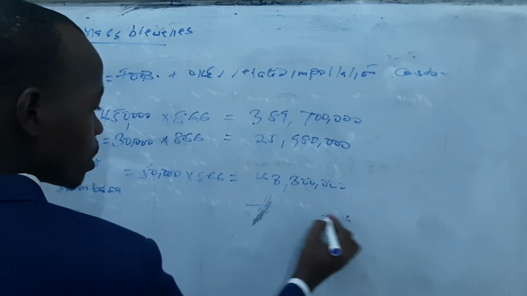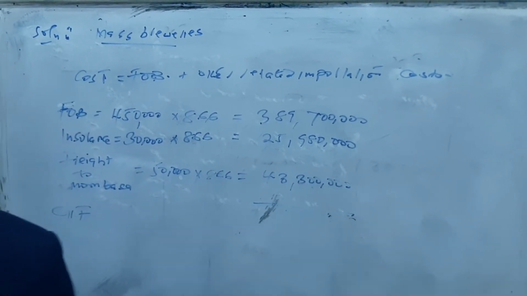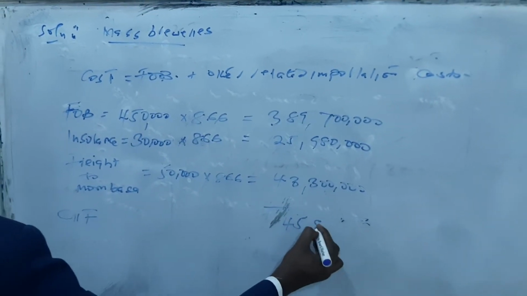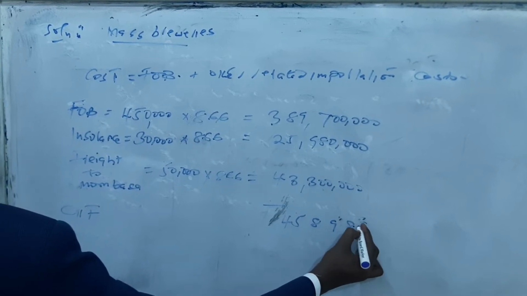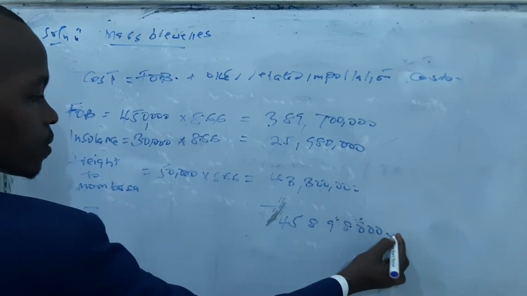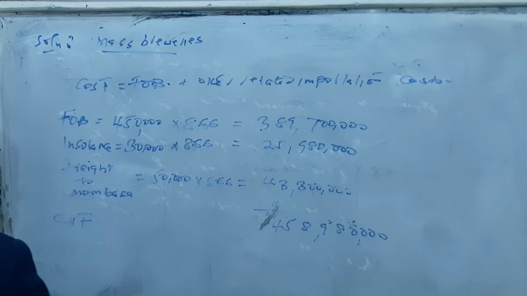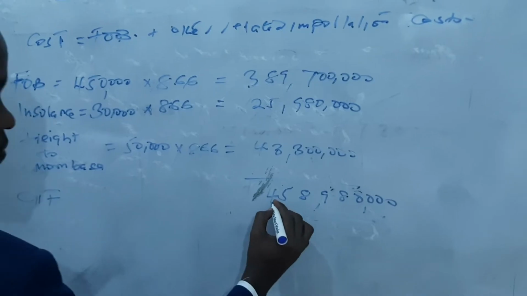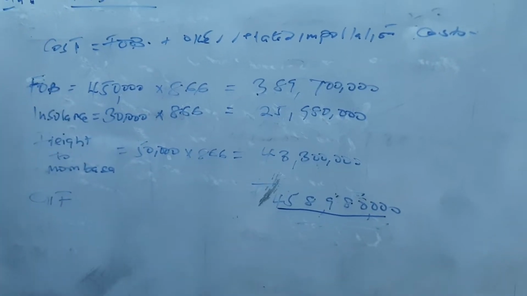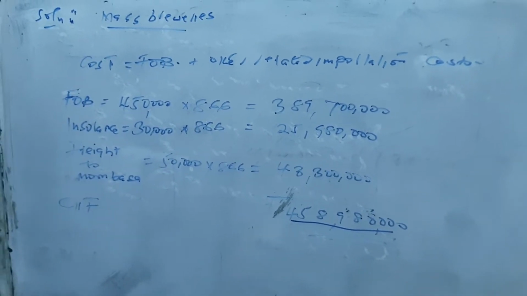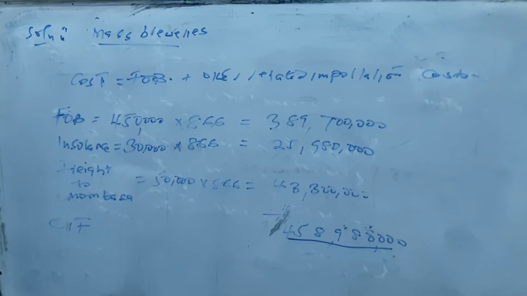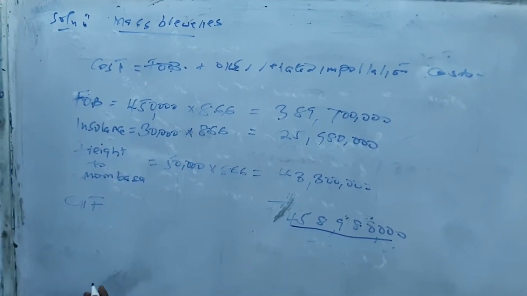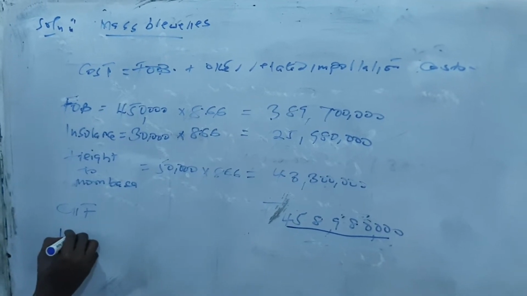And we get the CIF. What we have been looking at was the CIF. So the CIF here is 458 million 980,000 Rwanda francs. And how about the import duty?